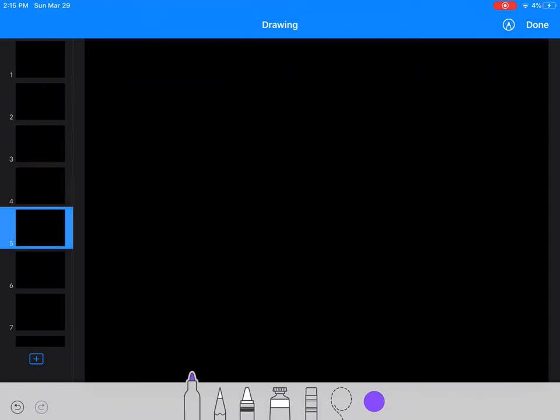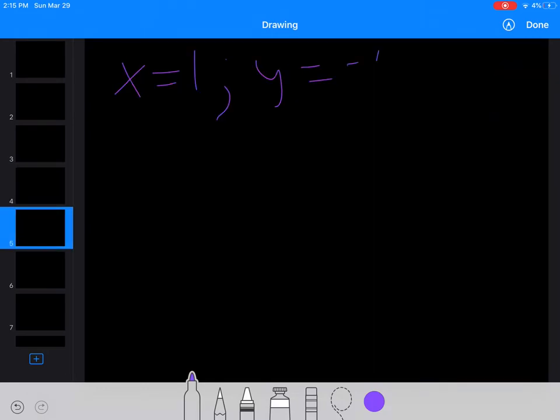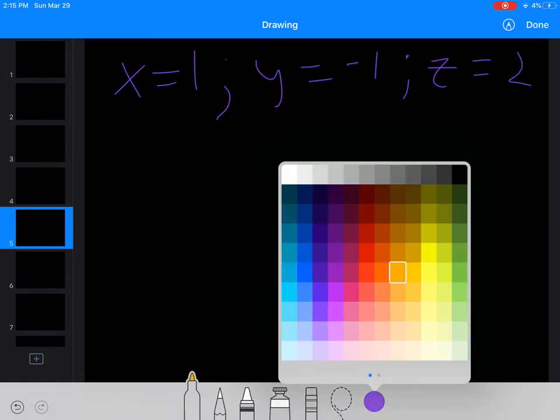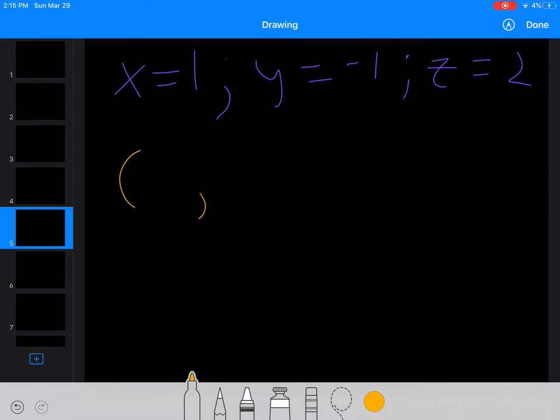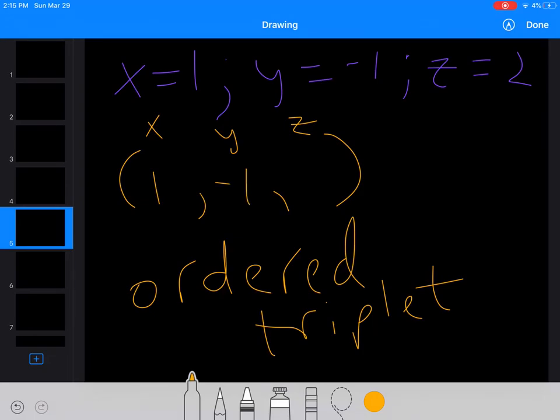So now we have all three variables. We have x equals 1, y equaled -1, and z equaled 2. So we want to put our answer in the form of an ordered pair. In this case, actually this would be an ordered triplet, because there's 3 terms. So I still put them in my same spots. I have an x spot, a y spot, and a z spot. So x is 1, y is -1, and z equaled 2. That's our answer.